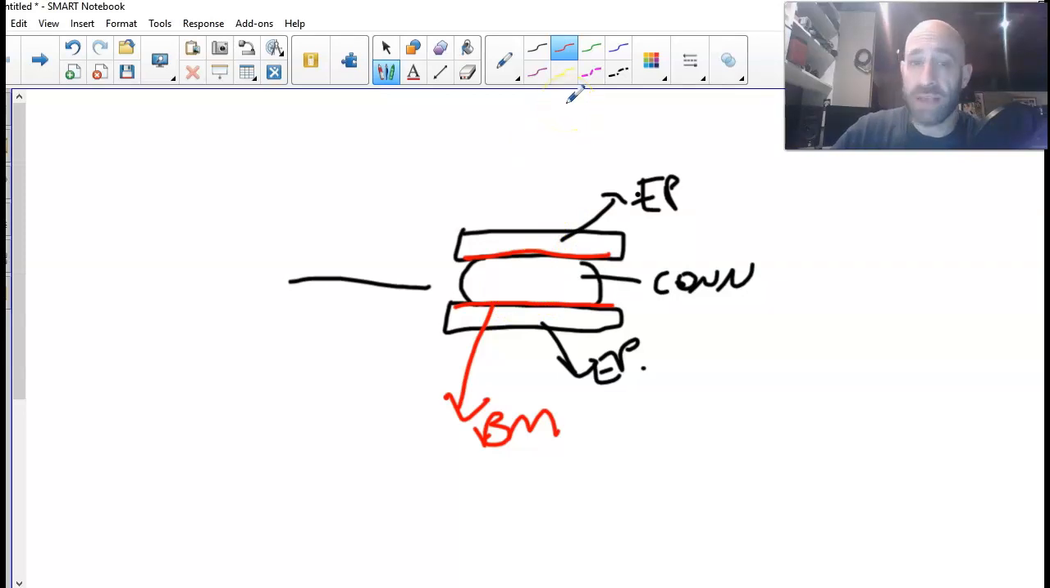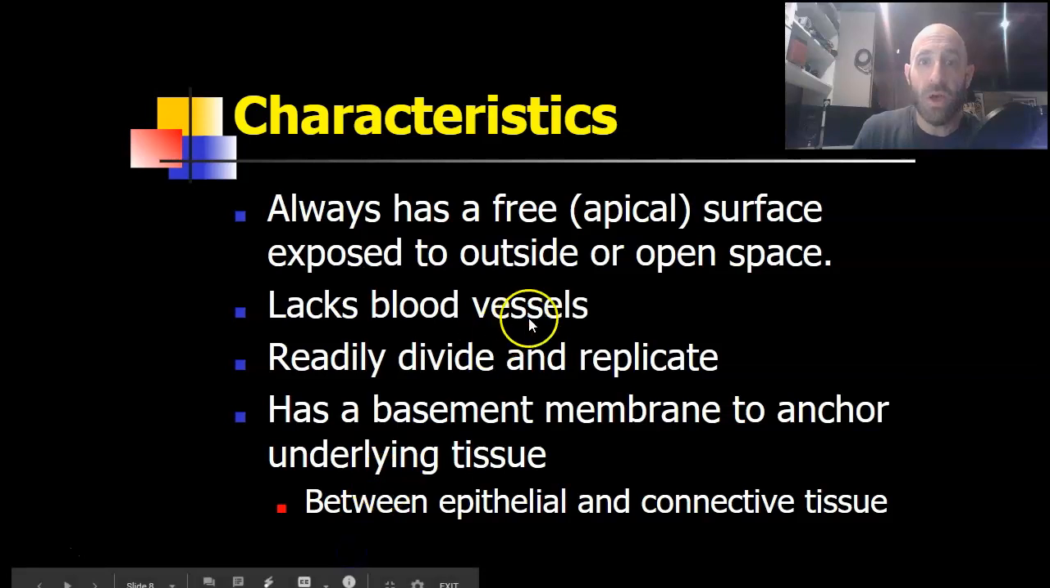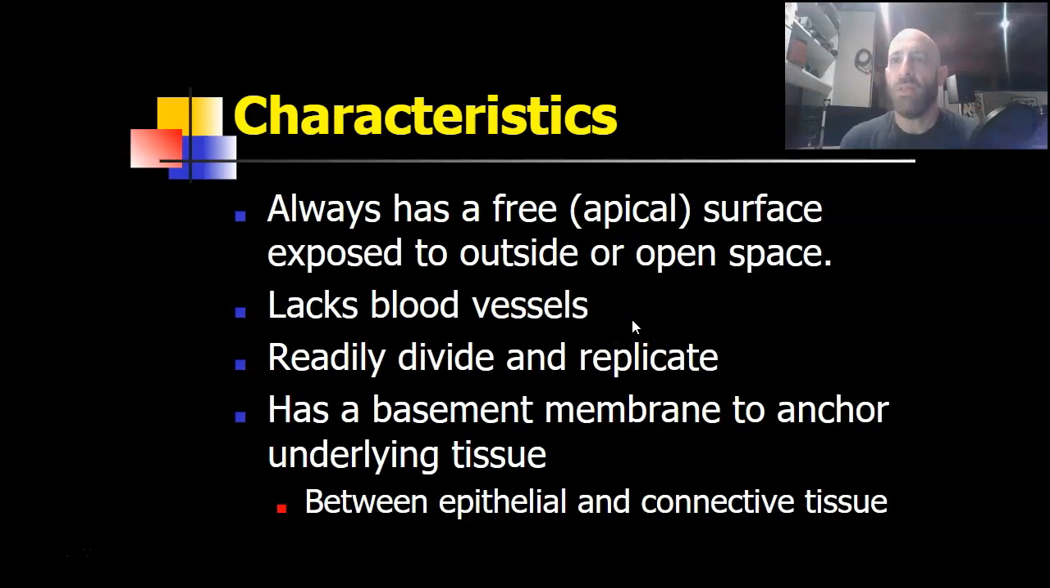And then the last two components that I talked about on those characteristics here is the fact that they lack blood vessels and they readily replicate. So I just want to explain the blood vessel aspect. That might seem, like I said, counterintuitive because you need blood to function. Just because they don't have blood vessels doesn't mean they don't have blood.